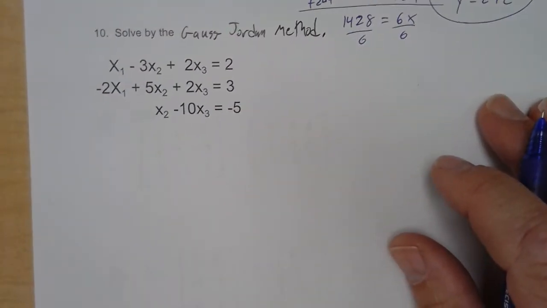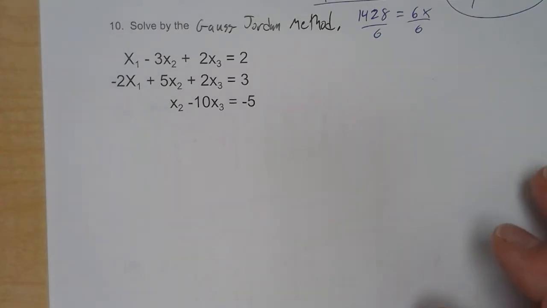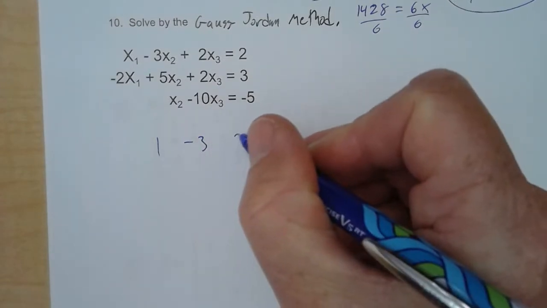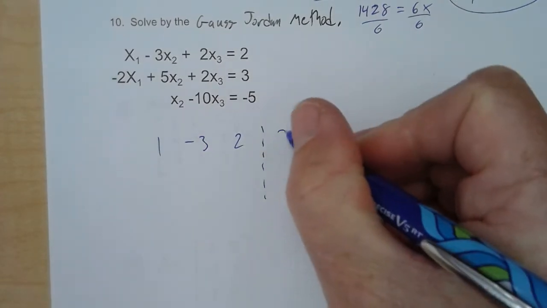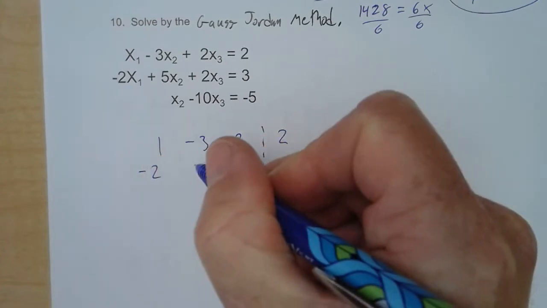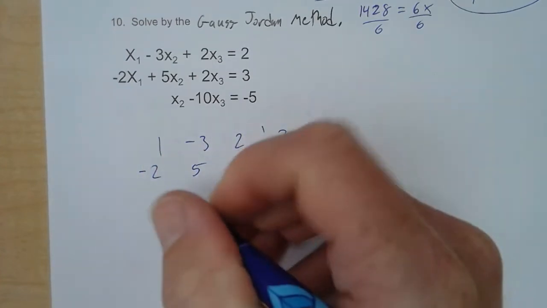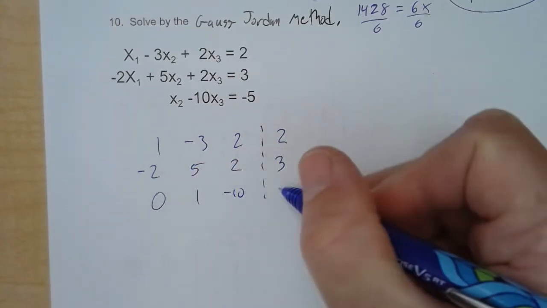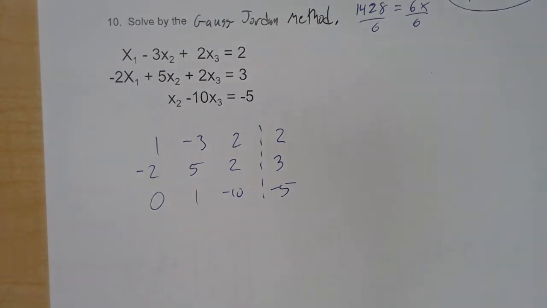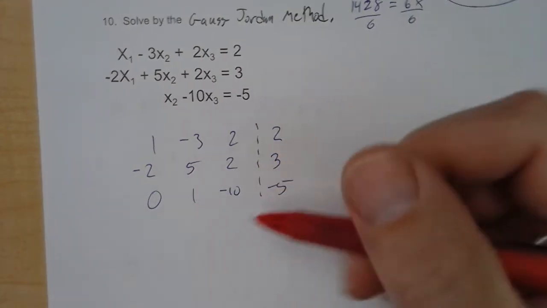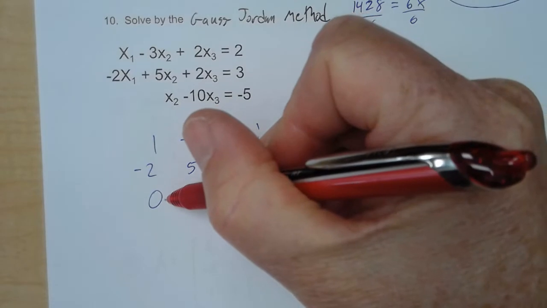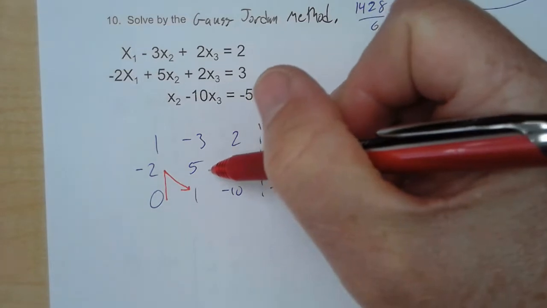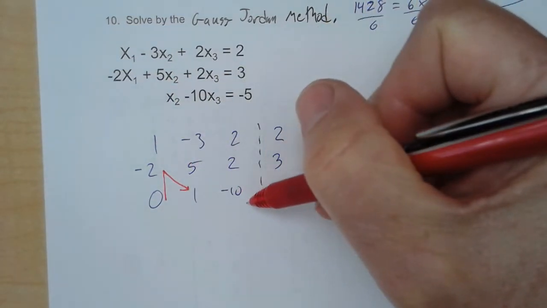All right. We're going to do Gauss-Jordan on this. So we're going to do 1, negative 3, 2, augment it with 2, negative 2, 5, 2, 3, 0, 1, negative 10, negative 5. So what I do is I make this a 0 first, which it already is. Then I make this a 0 next, and then I make that a 0. And as I go along, I'm trying to make this diagonal ones.